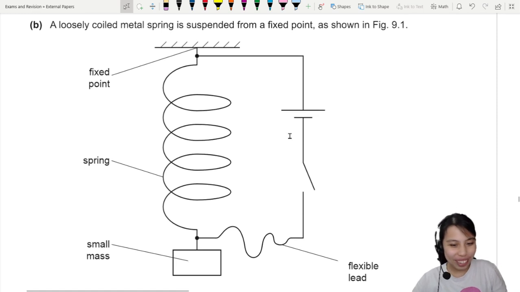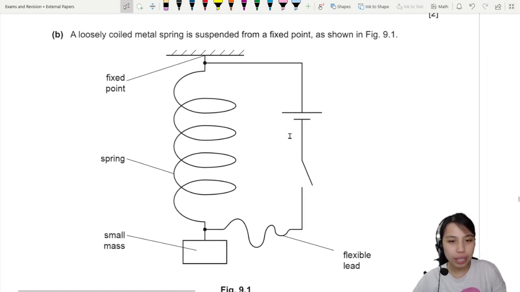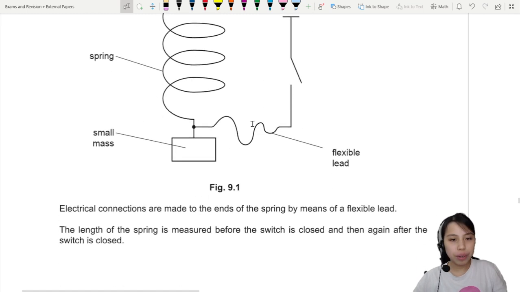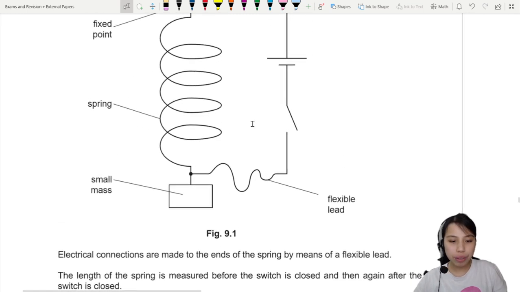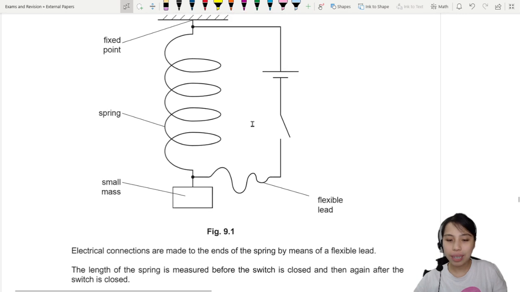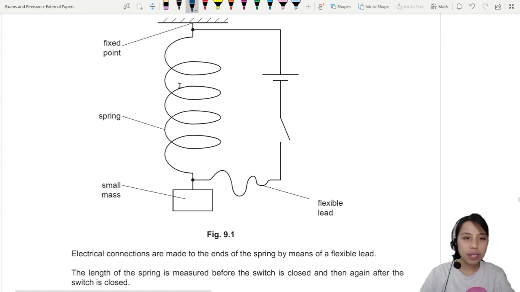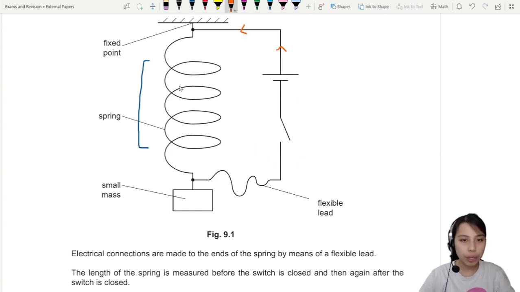Now this is where things get a bit interesting. Here's a solenoid, also called a spring, and it's connected to a circuit. Okay, interesting. So electrical connections are made to the ends of the spring by means of a flexible lead. The length of the spring is measured, and then you close the switch. And then you measure the length again. So chances are the length of this spring, unextended length, maybe something like this, will change whether you open or close the switch, because when you close the switch, there's going to be current flowing in this whole circuit, which is part of the spring.